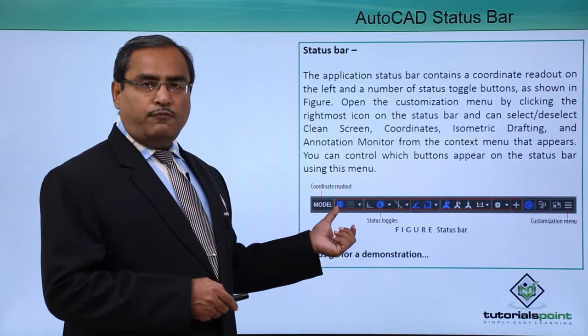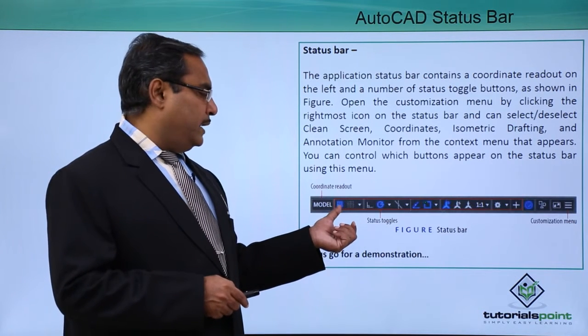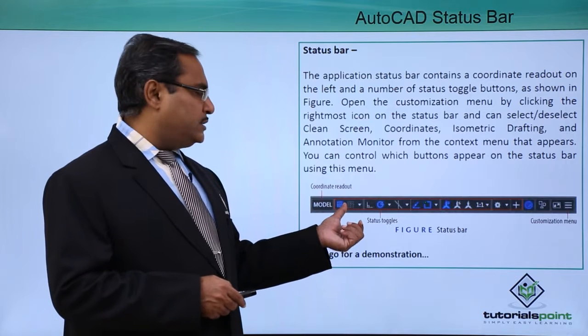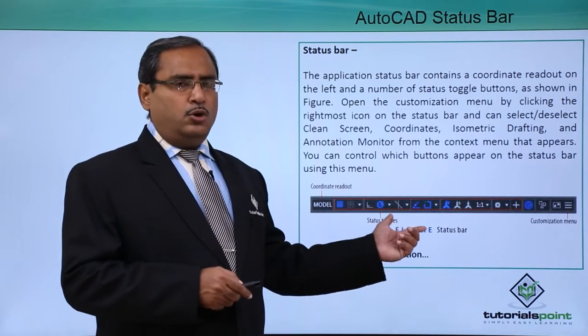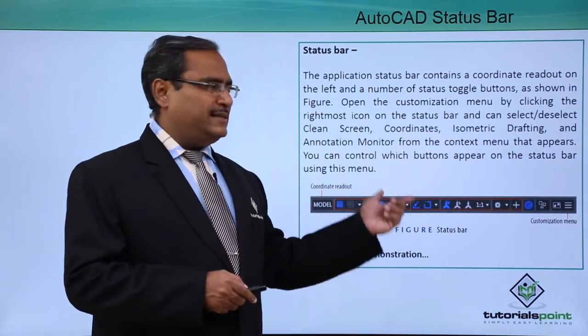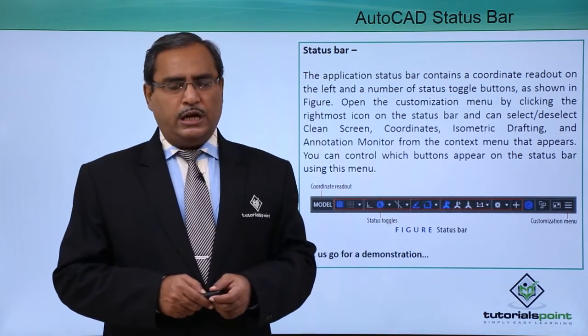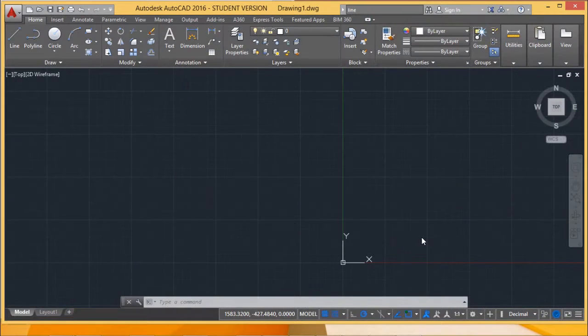So here we can go for the grid view, we can enable and disable this one. This is for the snap, and this is for the status toggles and so on. We shall show you how this status bar can be used in our AutoCAD. In this session, we are going to discuss the status bar. So this is our status bar getting displayed here. Here we have multiple different options available.